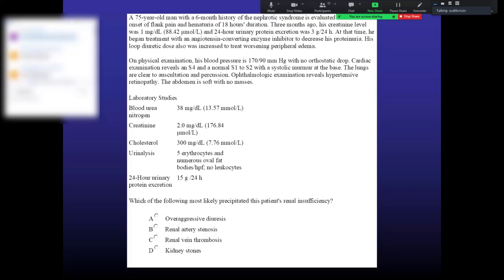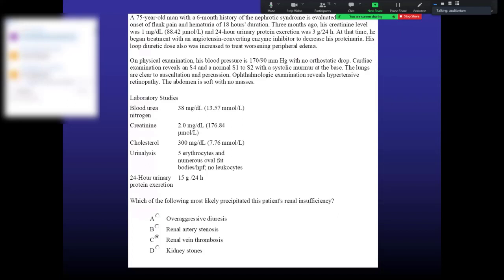So that's a great thought. So we have kidney stone in the audience. So the actual answer is renal vein thrombosis. I can totally see why you would think kidney stone. The big thing on this is, so he has 5 red blood cells. Really with a kidney stone, you'd expect to have more gross hematuria. But certainly a kidney stone could present similarly.